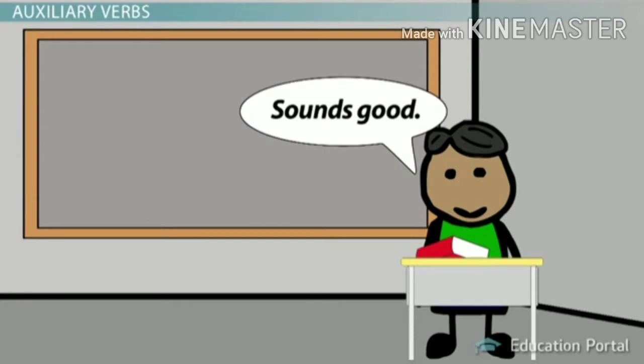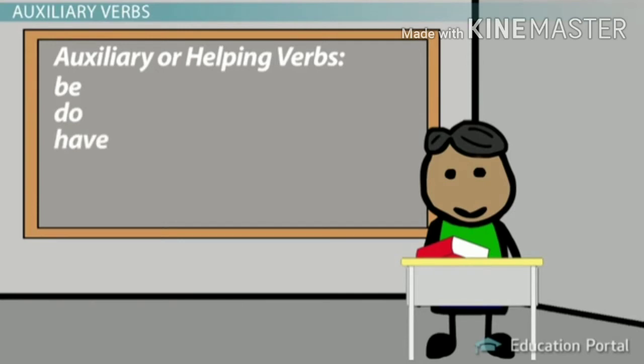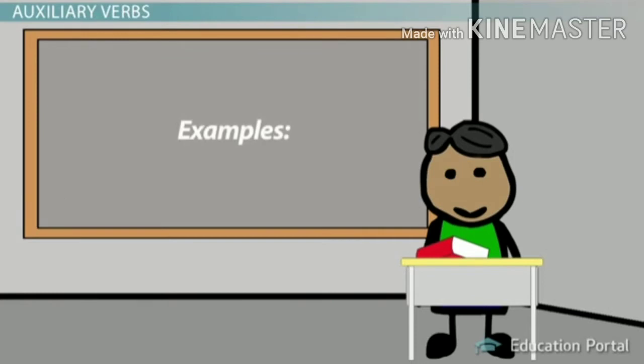Let's look at a few examples to get a sense of just what auxiliary or helping verbs do. Examples of auxiliary or helping verbs include forms of the verbs be, do, and have, as well as verbs like can, may, must, should, and will. Here are some example sentences that include an auxiliary verb as part of a verb phrase.